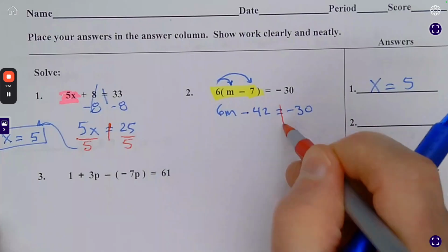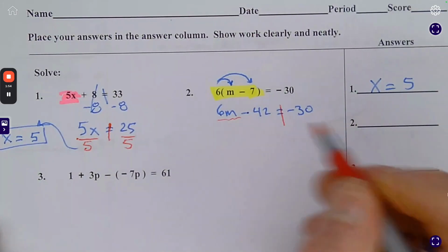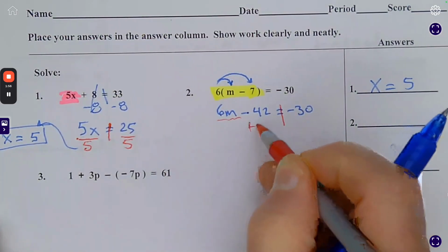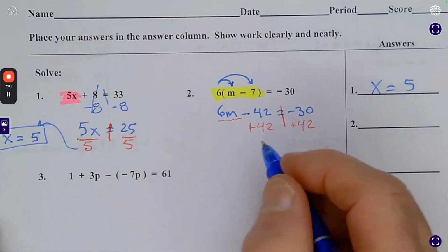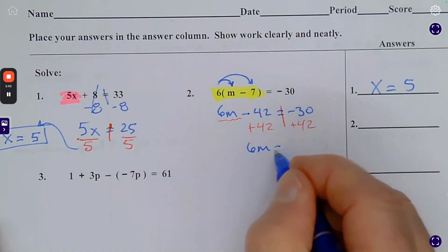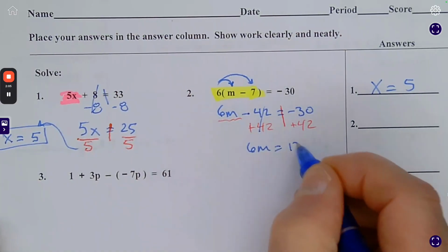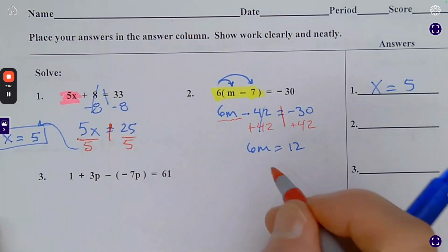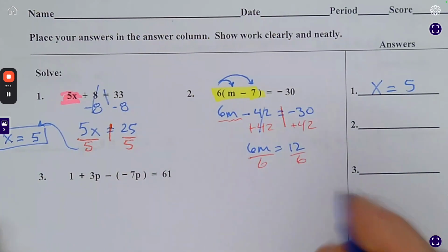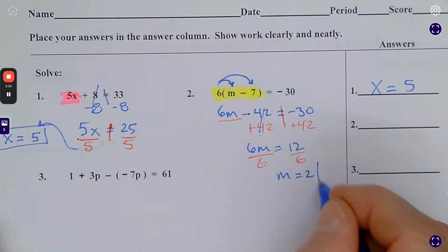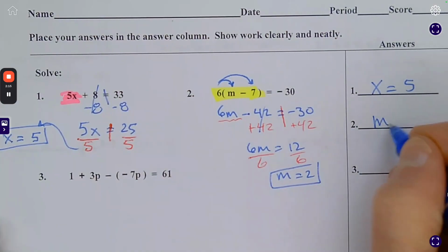So identify that variable term. There it is right there. Move those constants over. So plus 42 to both sides. Simplify. That means you rewrite it. That goes to 0. Equals 12. That's 6 times m. So the inverse operation for multiplication is division. And m equals 2. Let's go.